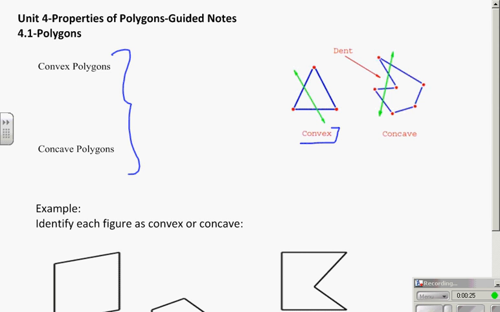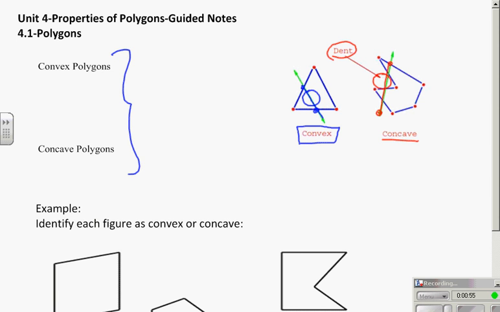A convex polygon is a polygon so that if you draw a line segment across it, the segment will always stay on the interior of the polygon. A concave polygon has a dent in it, so that if I go to draw that same segment across the polygon, I slip outside of the polygon. And that's the difference between concave and convex.